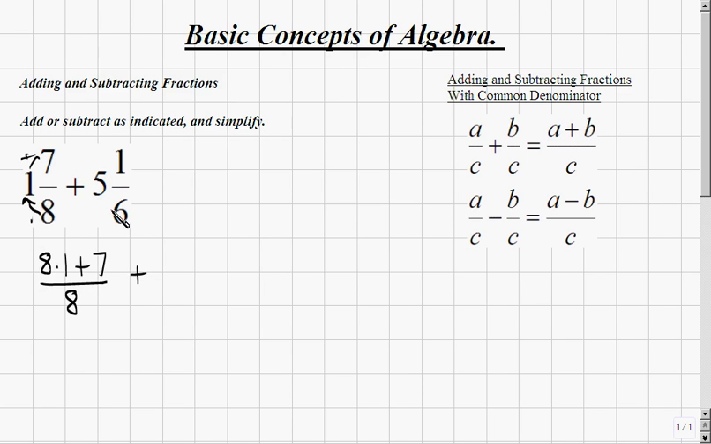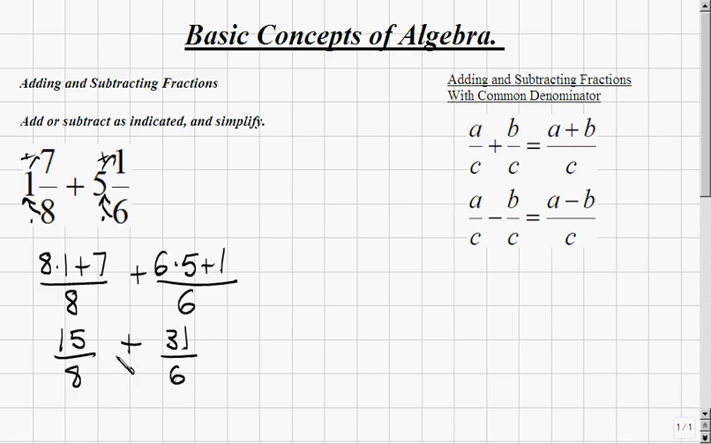Plus, in our second case, 6 times 5 and then add that to 1. So 6 times 5 and add that to 1 over the denominator of 6. Simplifying using order of operations, 8 times 1 is 8 plus 7. Our first fraction as an improper fraction is 15/8, plus our second fraction will become 6 times 5 is 30 plus 1 is 31/6.